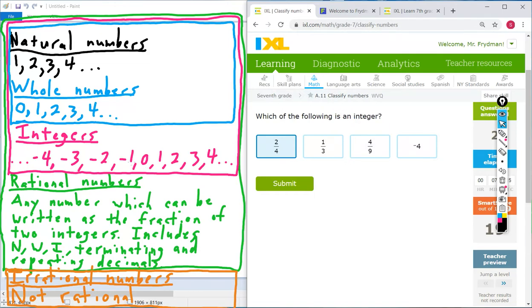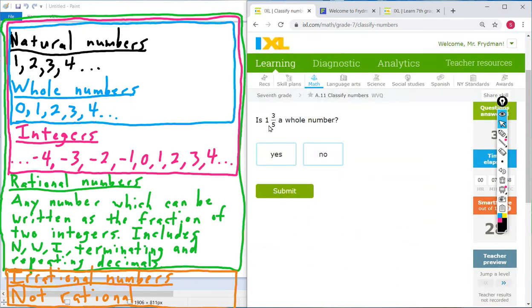The integers are -1, -2, -3, -4, -5, and so on to the left, and then also 0, 1, 2, 3, 4, and so on to the right. So -4 is the only integer here. I apologize for what I said before. I was thinking of rational numbers. So these would be rational numbers, but they would not be integers. -4 is the only integer there.